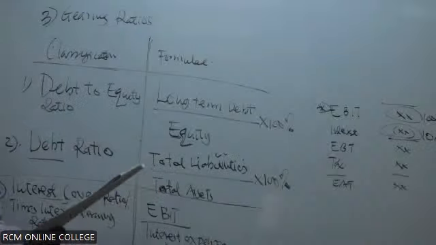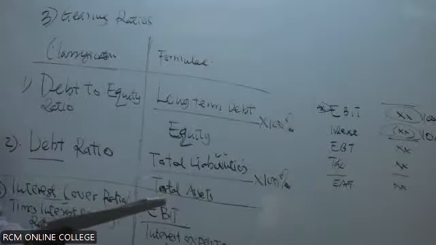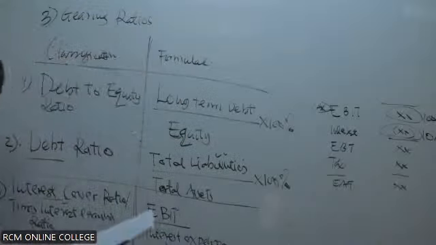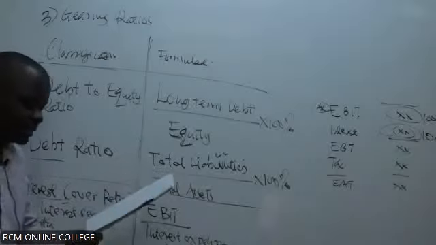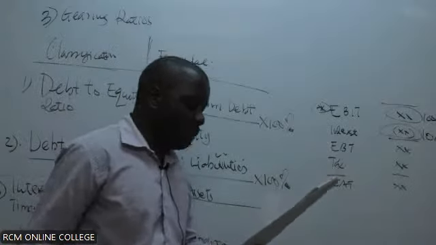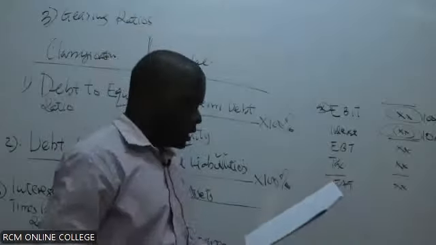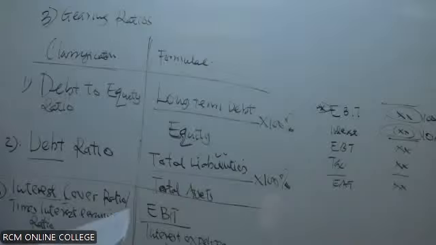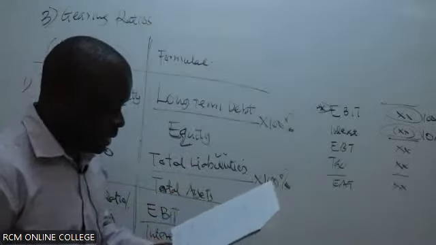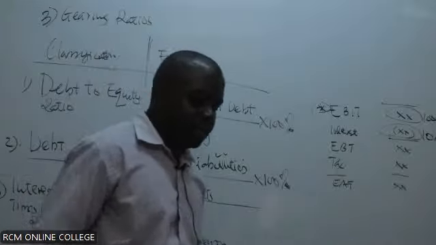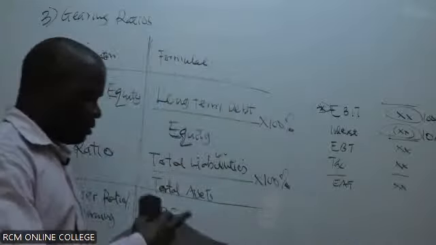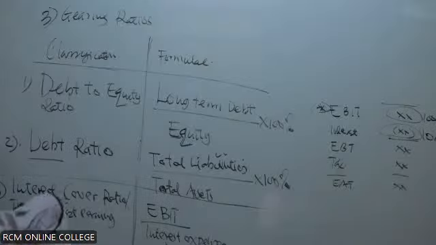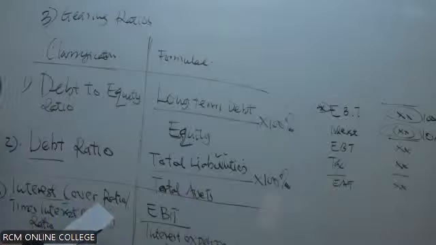So it indicates the number of times interest expense can be paid from operating profits. That is very simple. It indicates the number of times interest expense can be paid from operating profits.